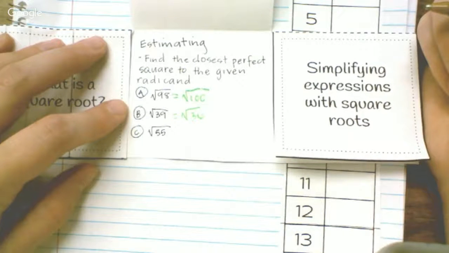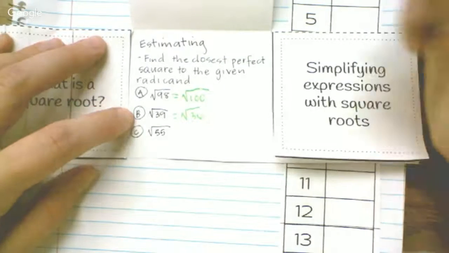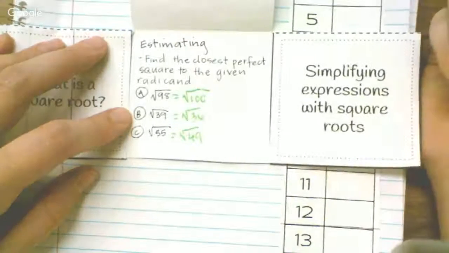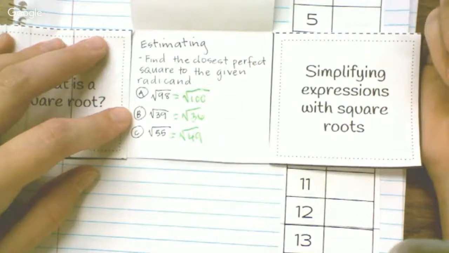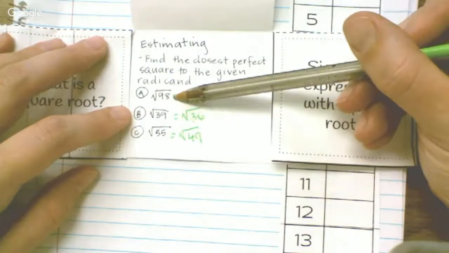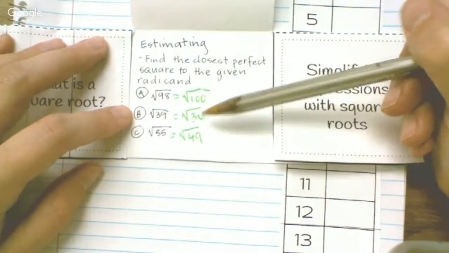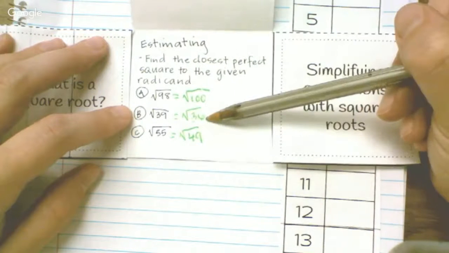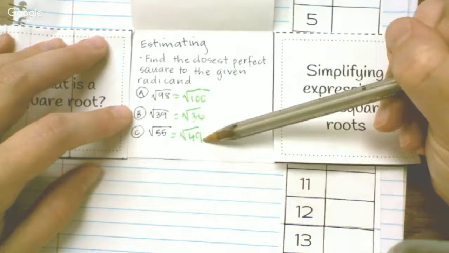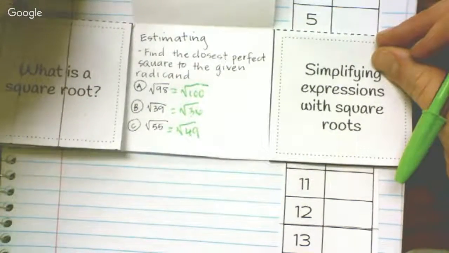How about the square root of 55? I have the square root of 49 and the square root of 64. 49 is closer, so I'm going to look at the square root of 49. And we're going to use those to estimate. So I could say for A, square root of 98 is close to or is about 10. Square root of 39 is close to or about 6. Square root of 155 is around 7. All right, we're going to use that to go further later on this week.